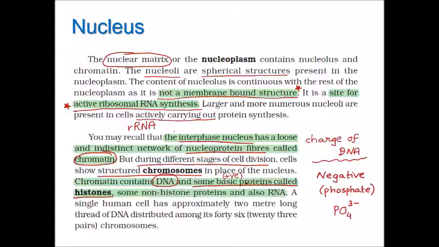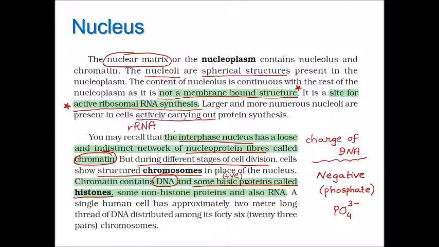So since they have opposite charges, they can be bound to each other very strongly. And finally, they will form structures called chromosomes through condensation. So when chromatin, that is the DNA, along with some basic positively charged proteins, binds together along with some non-histone proteins and RNA, it will undergo condensation and finally you will get something called chromosomes. So chromosomes are condensed genetic material.